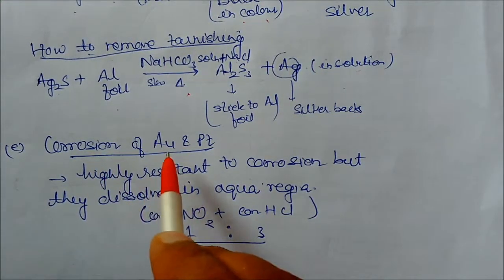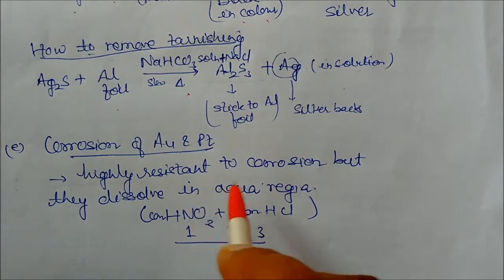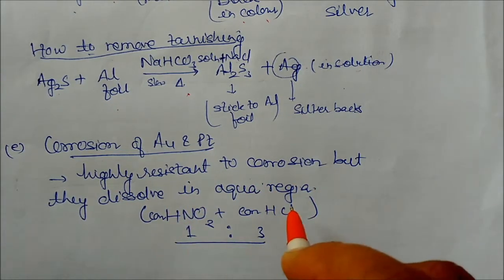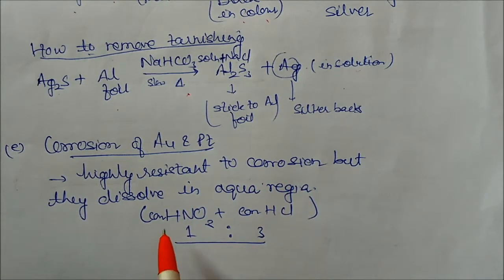Gold and platinum are highly resistant to corrosion, but they dissolve in aqua regia, which is concentrated HNO3 plus concentrated HCl in a 1:3 ratio. The reaction of this we will study in another topic, metals and non-metals. Till now, thank you.